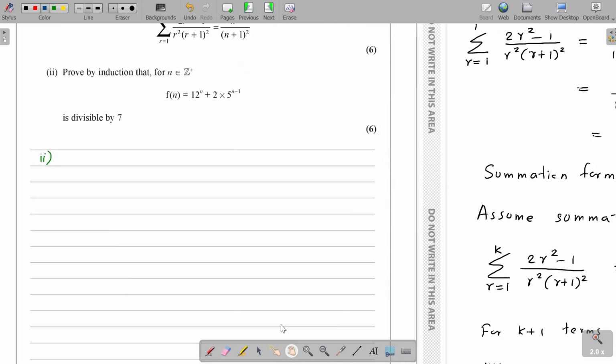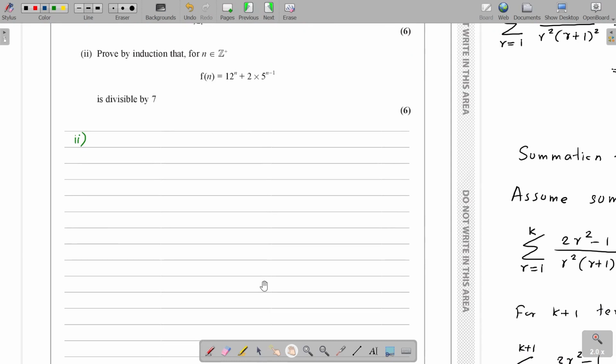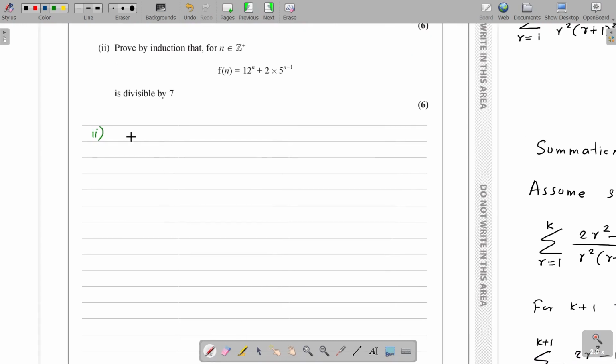So F1 gives me 12 to the power 1 plus 2 into 5 to the power 1 minus 1, which is 0. How much is it? 12 plus 2, 5 to the power 0 is 1. So 12 plus 2 into 1 is 2. 12 plus 2 is 14. So you can see 14 is divisible by 7. Do you agree? 14 is divisible by 7.